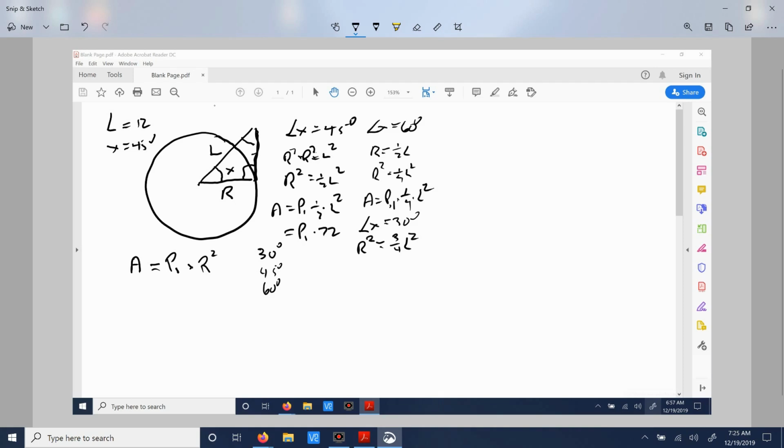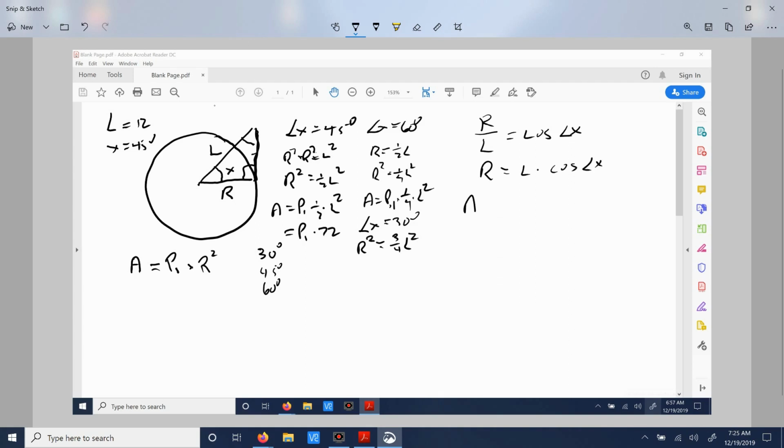So let me show you how you would do this in general. You would learn that R divided by L is what is called the cosine of the angle X. You would learn that. Well, that means that R then would be L times the cosine of angle X.